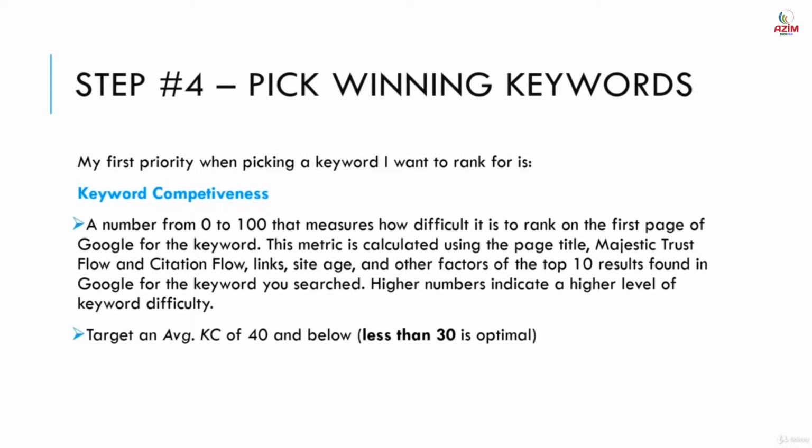This metric is calculated using the page title, Majestic trust flow and citation flow, backlinks, site age, and other factors of the top 10 results found in Google for the keyword you searched. A higher keyword competitiveness score equates to a higher level of difficulty to rank for that keyword. I like to target an average KC below 40, but less than 30 is optimal.